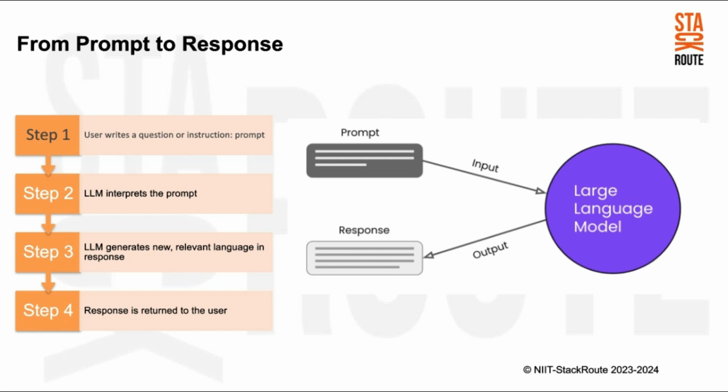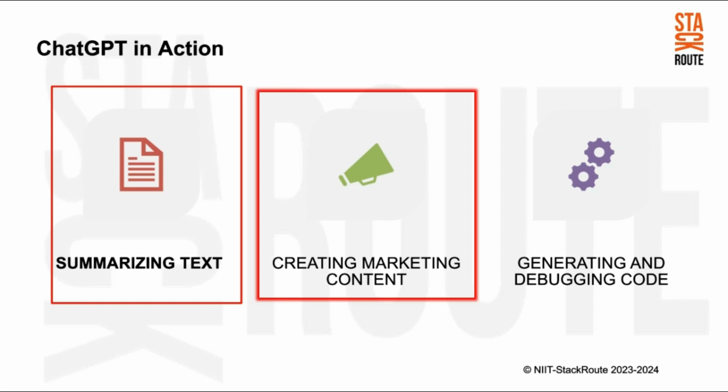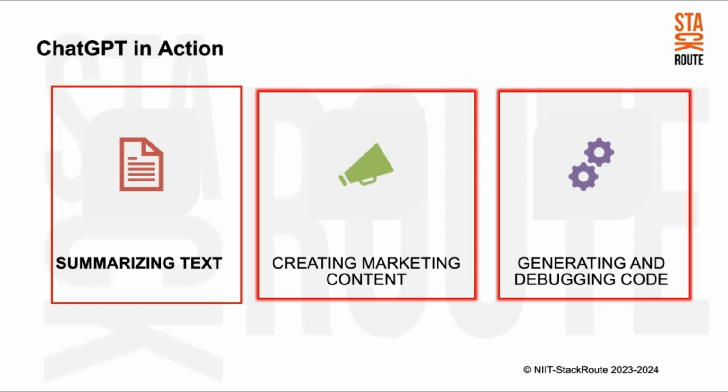Now going forward, let's have a look at some of the use cases of ChatGPT. So the first one is summarizing text. It is great at summarizing text and explaining concepts. It saves time when summarizing reports and interpreting complex information more easily. Secondly, we have creating marketing content, and lastly, it can be used to generate and debug code.